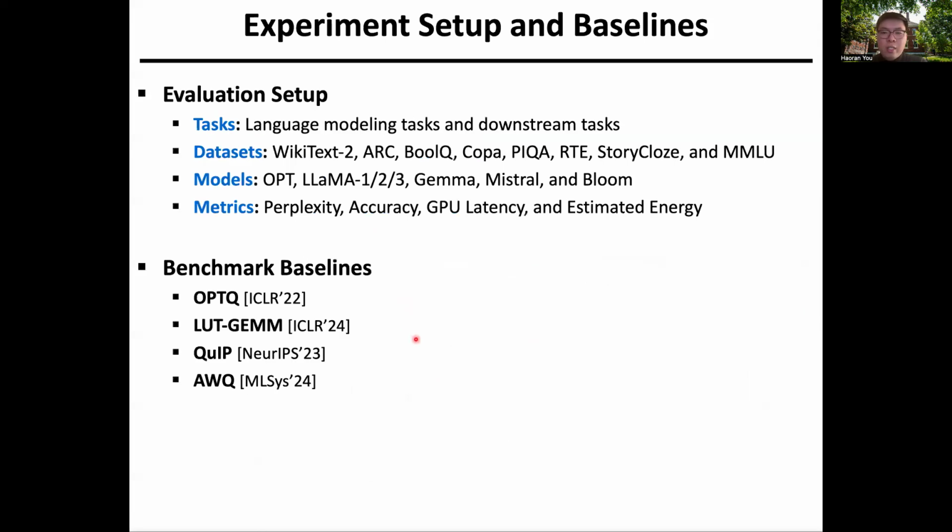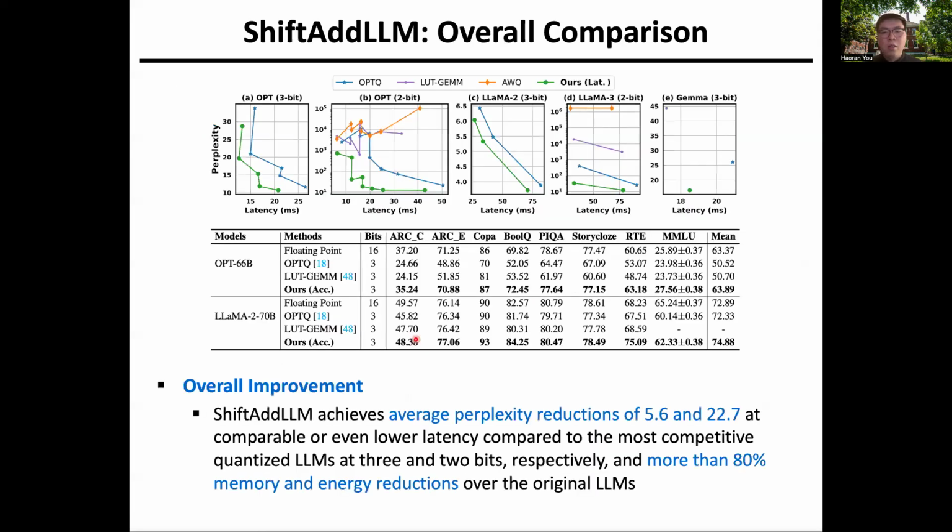We evaluate ShiftAddLLM across 2 tasks, 5 types of models, and against 4 SOTA baselines. The overall comparison showed that our ShiftAddLLM achieved average perplexity reductions of 5.6 and 22.7 at comparable or even lower latency compared to the most competitive quantized large language models, at 3 or 2 bits respectively. And it can also achieve more than 80% memory and energy reductions over the original large language models.